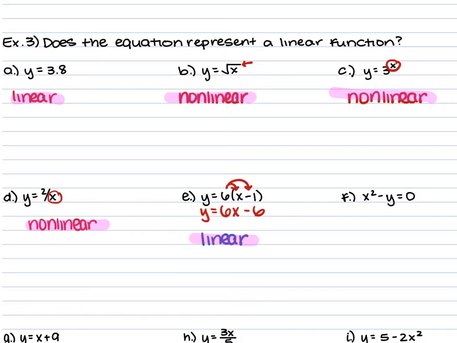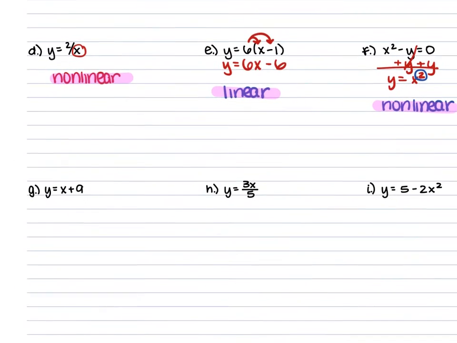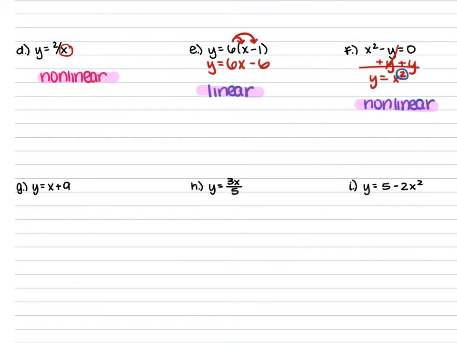For F, we have x squared minus y is equal to 0. If we moved that y to the other side, we would get y is equal to x squared. Because that x has the power of 2 on it, this one is nonlinear. For G, we have y is equal to x plus 9. This one is linear.